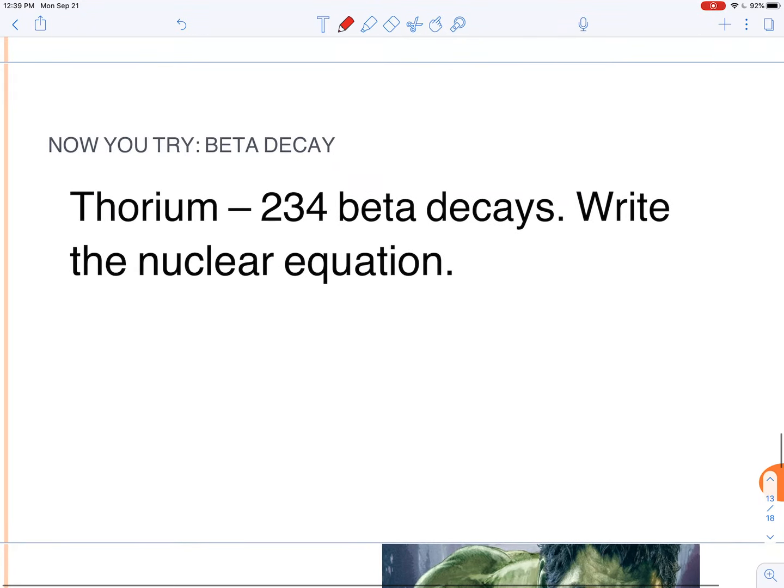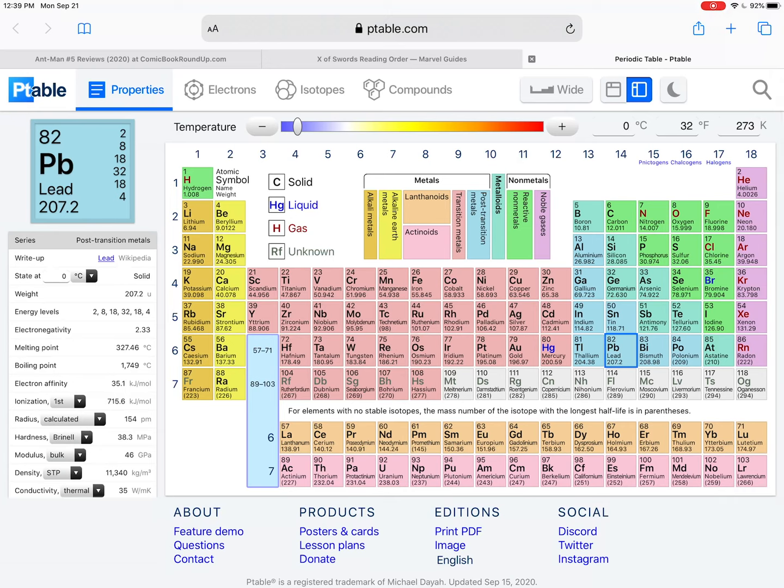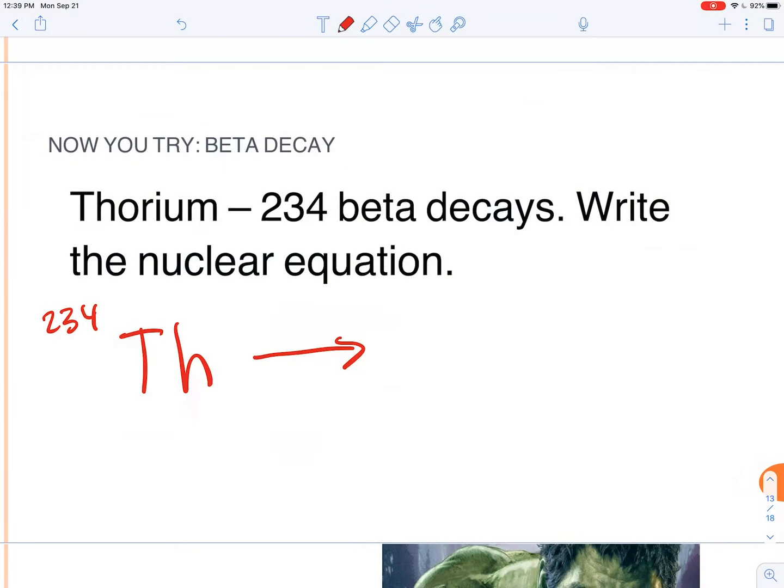Let's try that example. Thorium-234 beta decays. Write the nuclear equation. So we always start with thorium on the left. We'll have an arrow. We have to find out how many protons are in thorium. So I'm going to use my periodic table here. Thorium is down here. It's got 90 protons. I'm going to put 90 here.